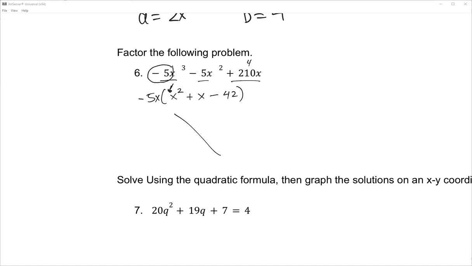So if I multiply a times c here, you're going to factor this middle portion. This is 1, this is -42, this is +1. Two numbers that multiply to -42 and add up to 1 would be 7 and -6. Because the number in front of the x squared is 1, we don't need to do that extra step. So the final factors are x plus 7 and x minus 6, and then you put the -5x in front. This is your factored equation.